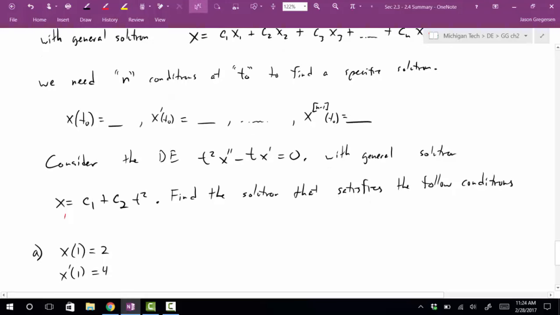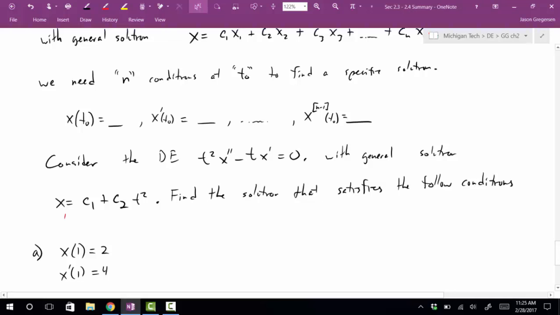There we go, that's part A. Same differential equation, and now we know what the general solution looks like, right? We figured out C1 plus C2 times t squared is a valid general solution. And now I'm going to give you some conditions. Find the specific solution out of that family that satisfies x of 1 equals 2, and x prime of 1 equals 4.